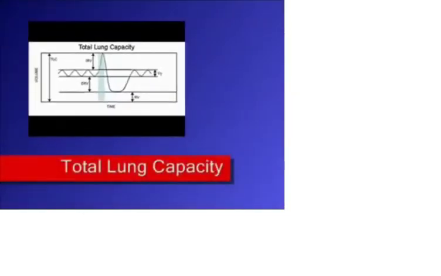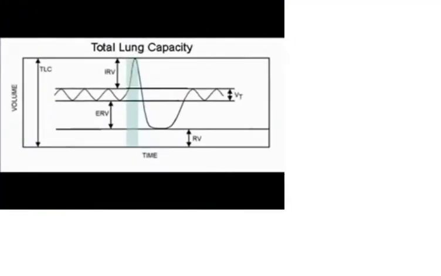The total lung capacity is the amount of gas in the lungs after a maximal inspiration. So if you take a big deep breath in and hold it, the volume of gas in your lungs is the total lung capacity. Therefore, it includes the inspiratory reserve volume, tidal volume, expiratory reserve volume, and the residual volume. Normally, it is about 6,000 mLs for adult males and 4,200 mLs for adult females.